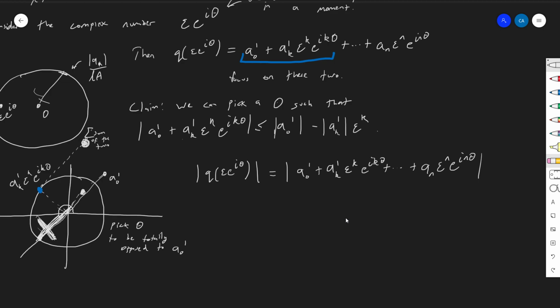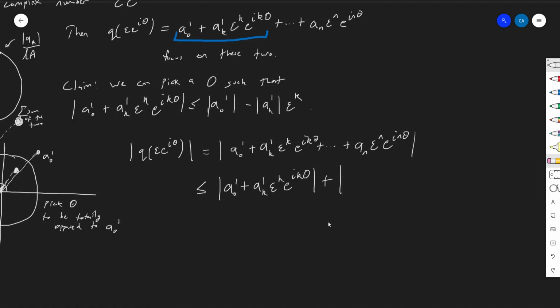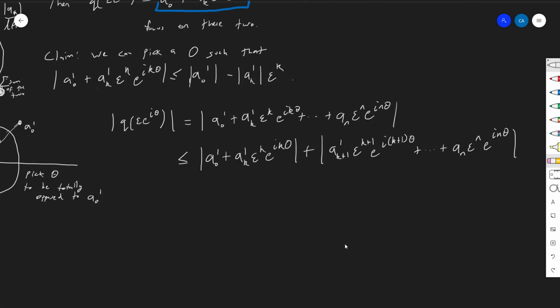And so now I'm going to use the triangle inequality and just take these first two terms out and look at the rest of it as the rest of it. So this is less than or equal to a sub 0 prime plus a sub k prime epsilon to the k e to the I k theta, plus the absolute value of the rest of it. So that would be a sub k plus 1 prime epsilon to the k plus 1 e to the I k plus 1 theta plus dot dot dot plus a sub n epsilon to the n e to the I n theta. Promise we're almost done with this part.